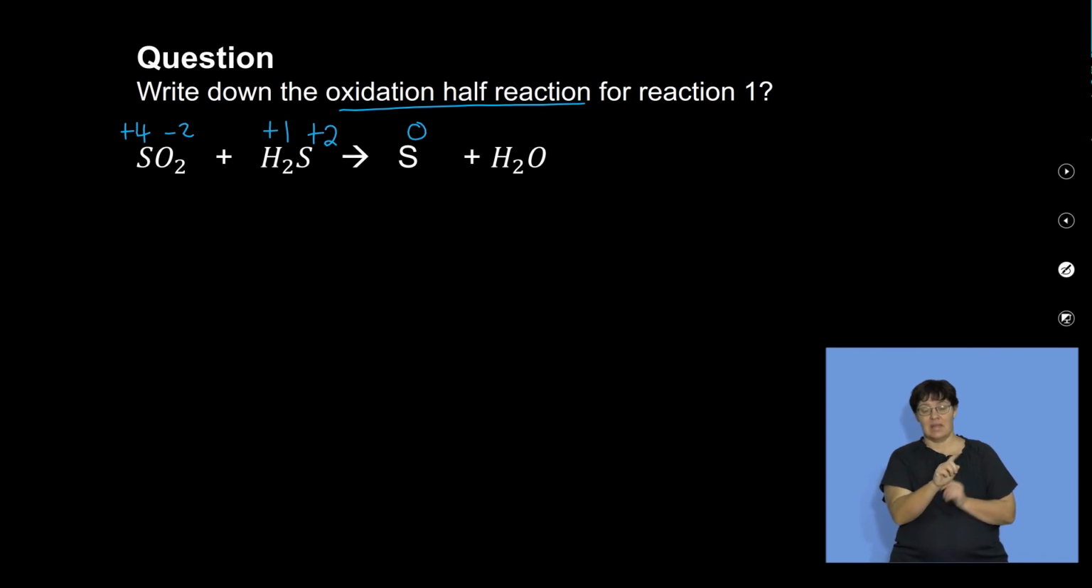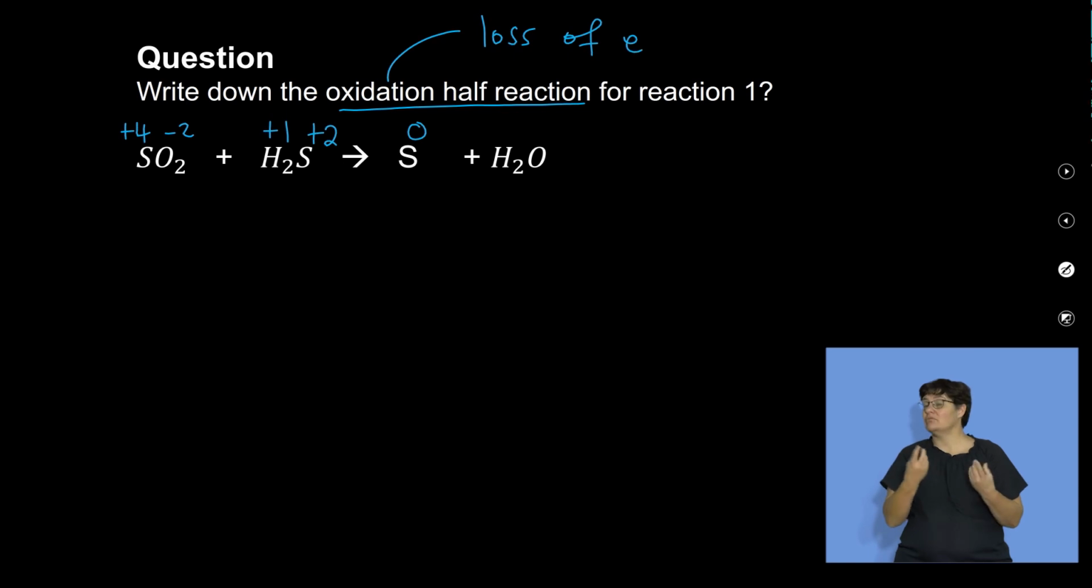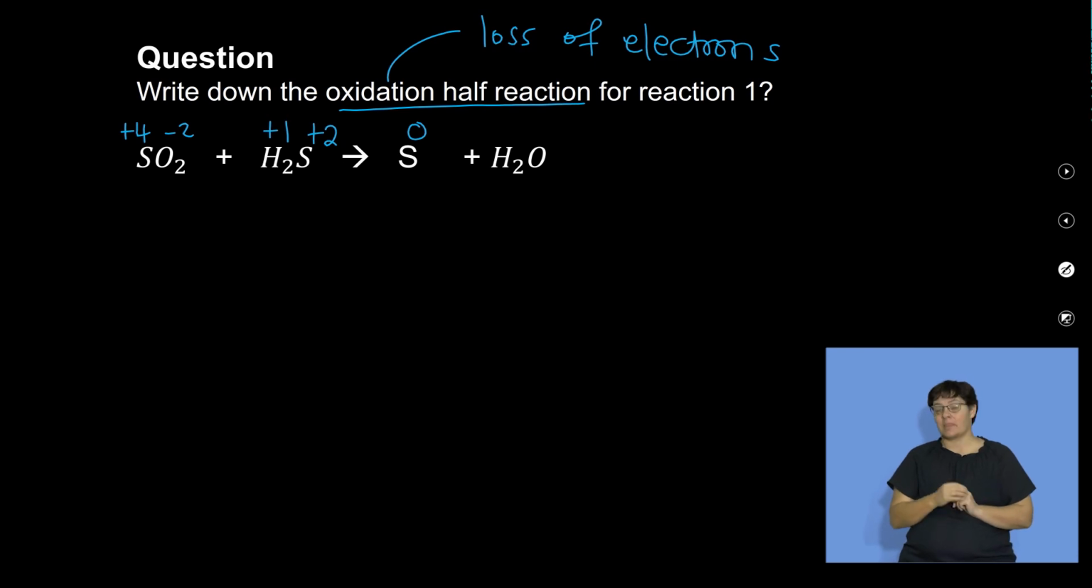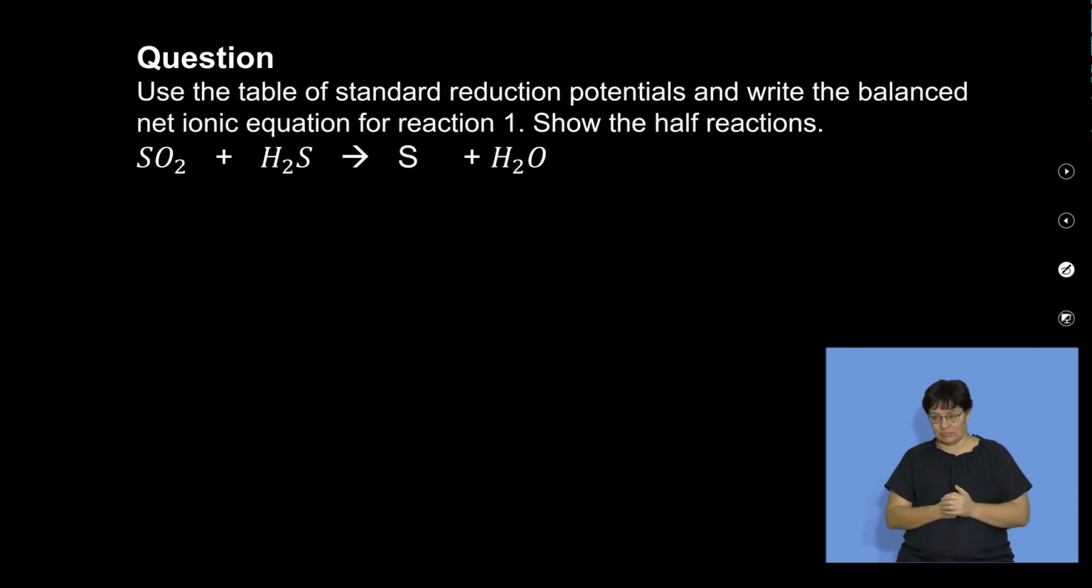Now we ask ourselves, which of the substances are involved in oxidation? And oxidation has to do with loss of electrons. That's the main idea. In responding to this question, you must understand that you need to highlight the key words. Oxidation has to do with the loss, so the half reaction that we're going to come up with involves the loss of electrons. These are some of the very important skills.